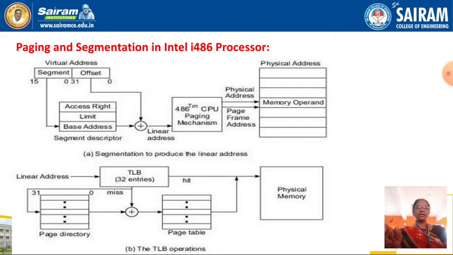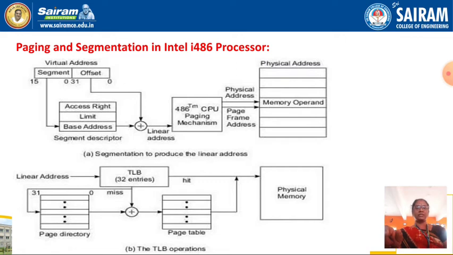Here we can have a diagram that shows the segmentation process in one example specification. The virtual address, that is VA, is specified by using two fields, segment and offset. This is converted into a linear address. Then from the linear address it will be converted into a physical address. This physical address is directly mapped to the main memory.